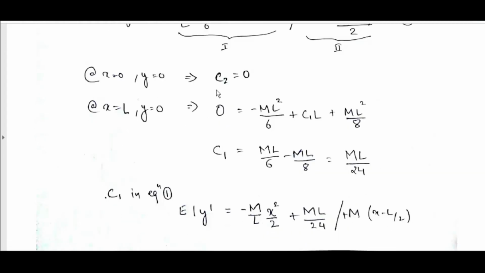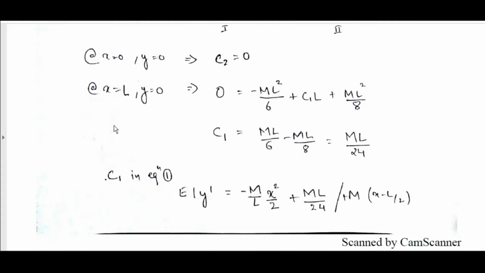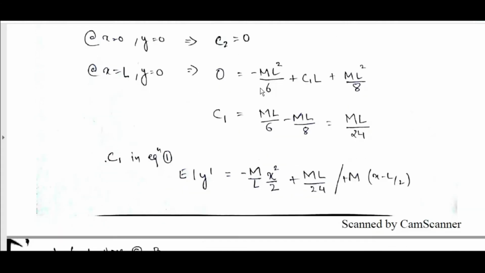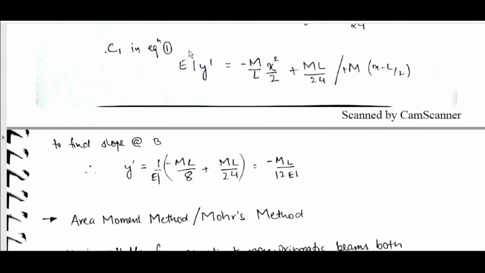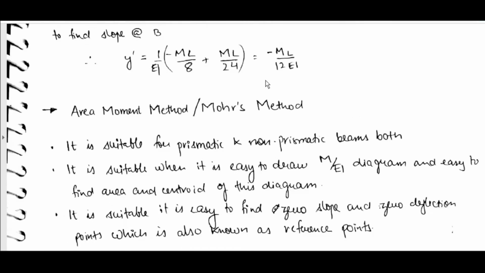At x equal to 0, y is equal to 0, so C2 is equal to 0. At x equal to L, y is equal to 0. 0 is equal to minus ML square by 6 plus C1 L plus ML square by 8. C1 is equal to ML by 6 minus ML by 8, which is equal to ML by 24. Putting C1 in equation 1, EI y prime is equal to minus M by L x square by 2 plus ML by 24 plus M into (x minus L by 2). To find the slope at B, y prime is equal to 1 by EI into minus ML by 24 plus ML by 2 minus ML by 8 plus ML by 24, which is equal to minus ML by 12EI.